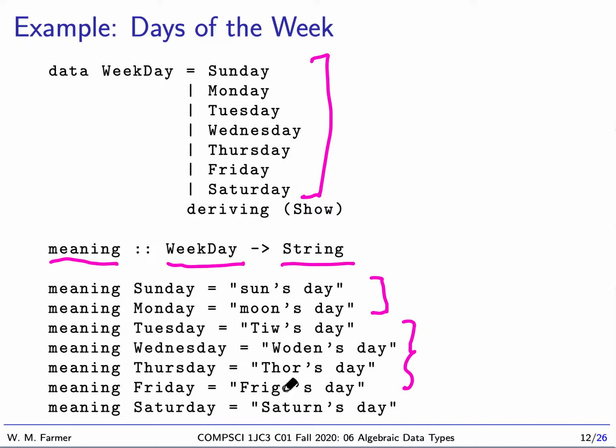Old English as a language ended around 1000. After that it became Middle English. So we have Tuesday, its meaning is Tiw's Day. Wednesday, its meaning is Woden's Day. Thursday, its meaning is Thor's Day. And Friday, its meaning is Frigga's Day.